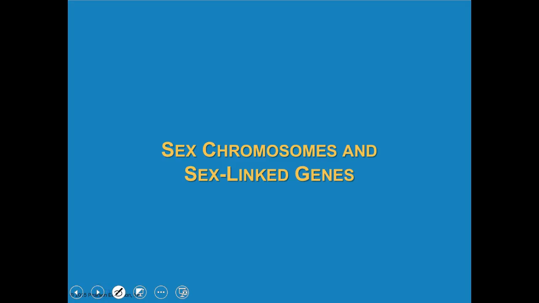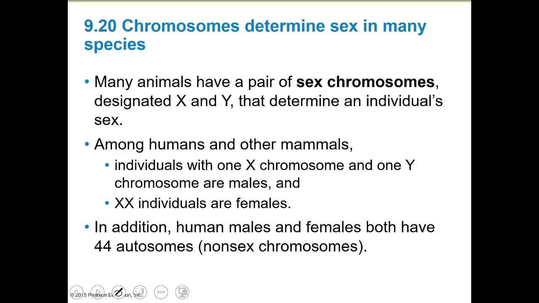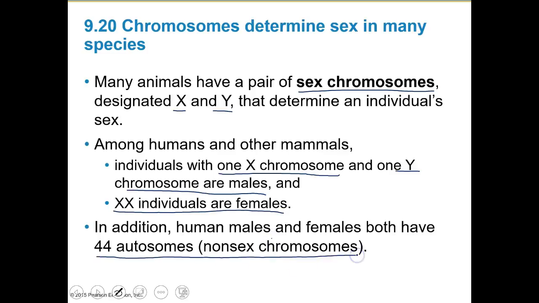Okay, now we can look at sex chromosomes and sex-linked genes. Many animals have a pair of sex chromosomes designated as X and Y. That's how we know, at least for humans. Among humans and other animals, if we have one X and one Y, then it's a male. XX are females. In addition, human males and females both have 44 autosomes, non-sex chromosomes that are essentially the same between the two of them.